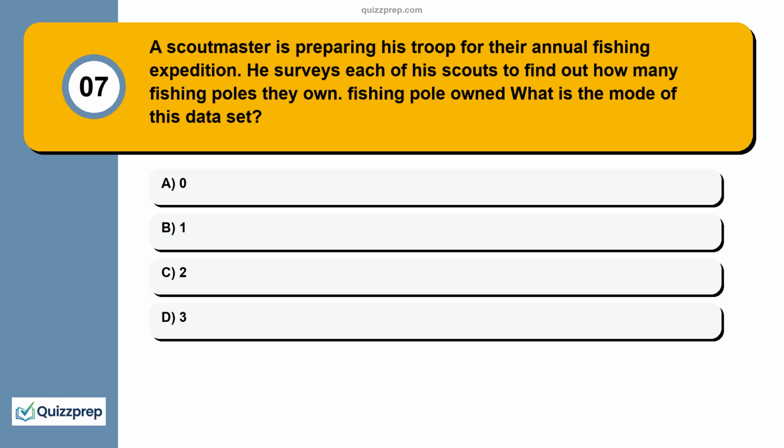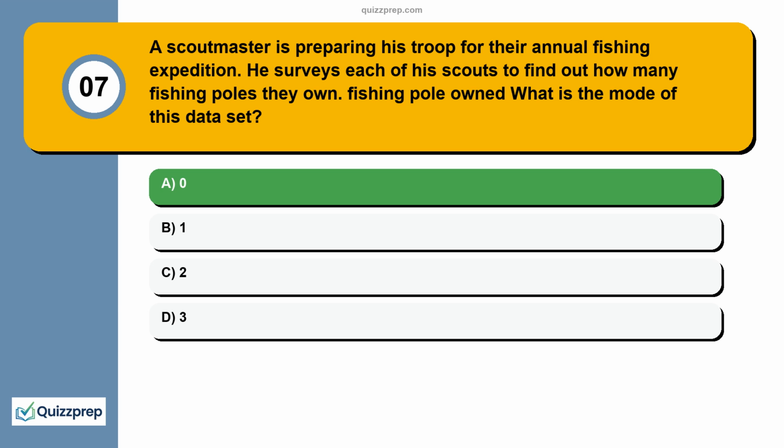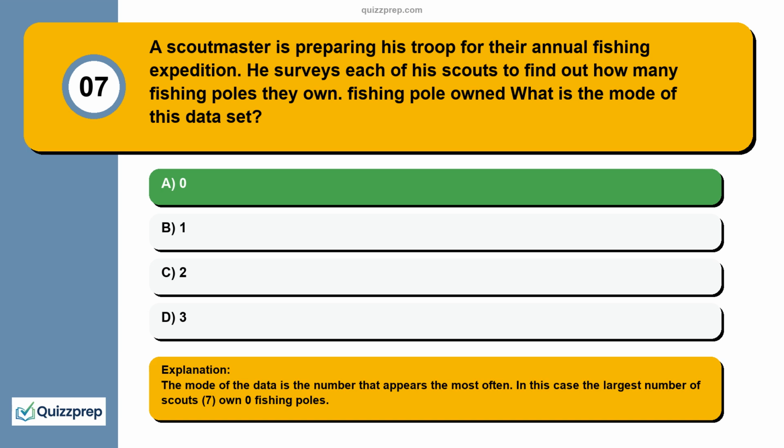Question 7. A scoutmaster is preparing his troop for their annual fishing expedition. He surveys each of his scouts to find out how many fishing poles they own. What is the mode of this data set? 0, 1, 2, 3. The mode of the data is the number that appears the most often. In this case, the largest number of scouts, 7, own 0 fishing poles.